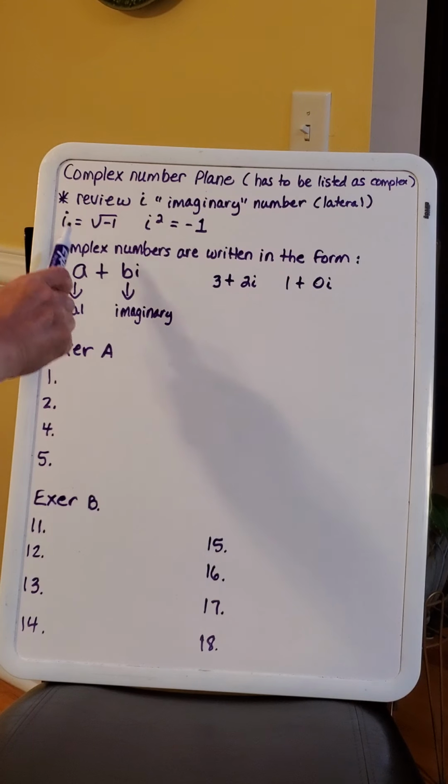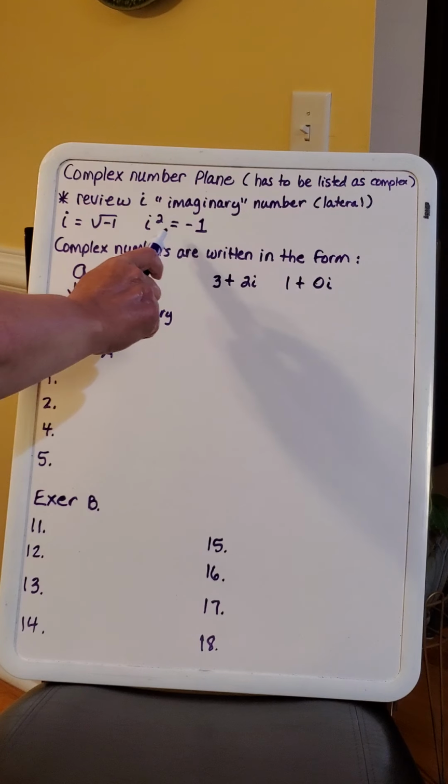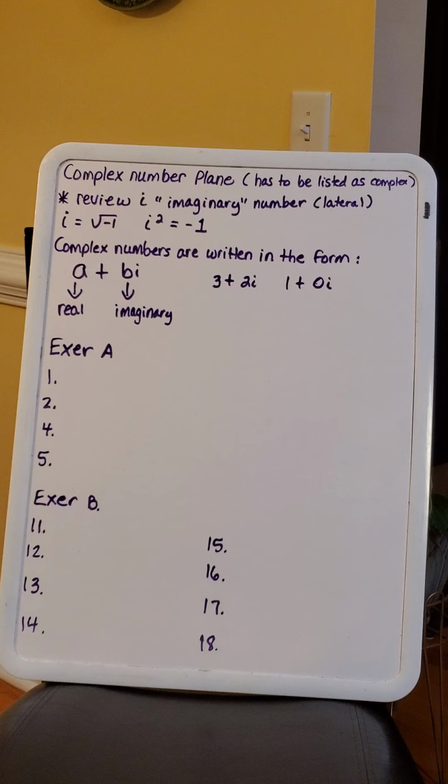Also, before we get any further, remember that i is equal to the square root of negative 1. That's why we call it imaginary. There is no square root of negative 1. And then i squared is equal to negative 1. That's going to be a big part of this chapter: i squared is equal to negative 1. But of course, we're going to start out very basic and really just get used to seeing it.